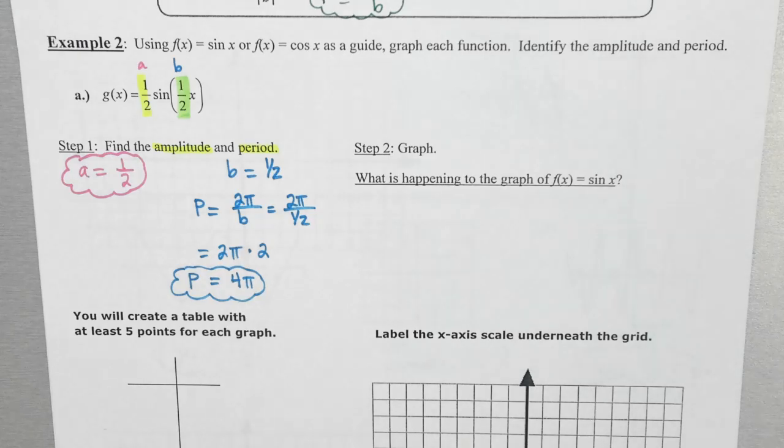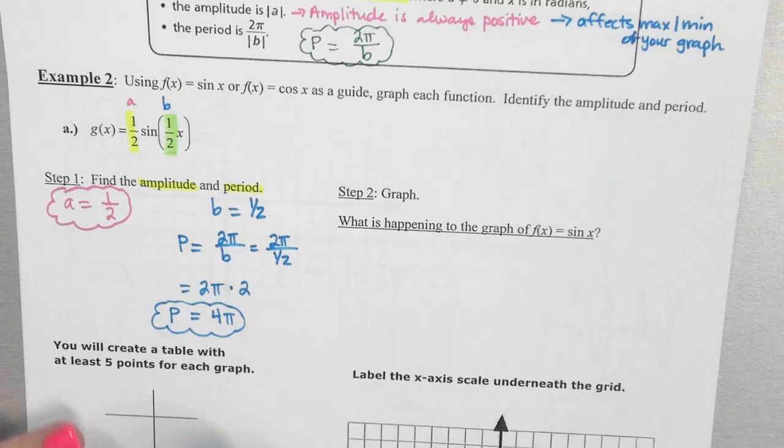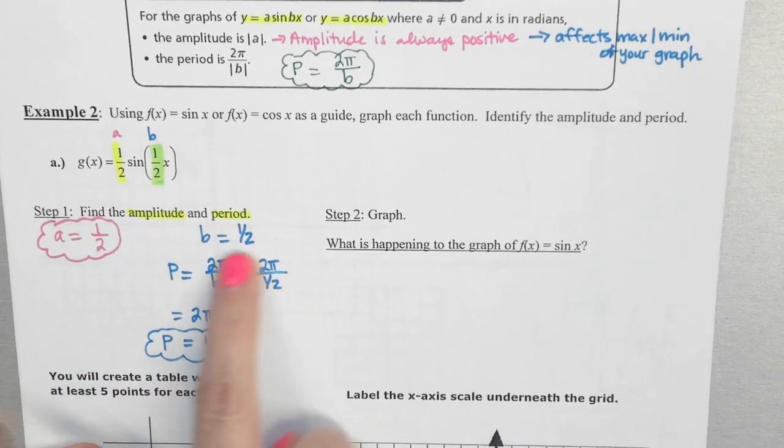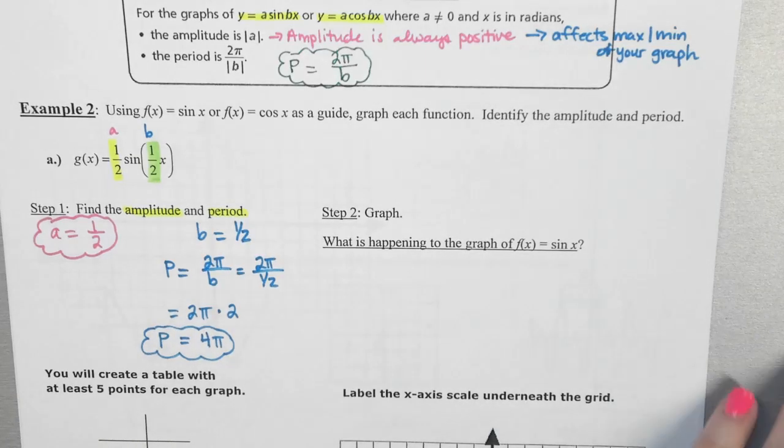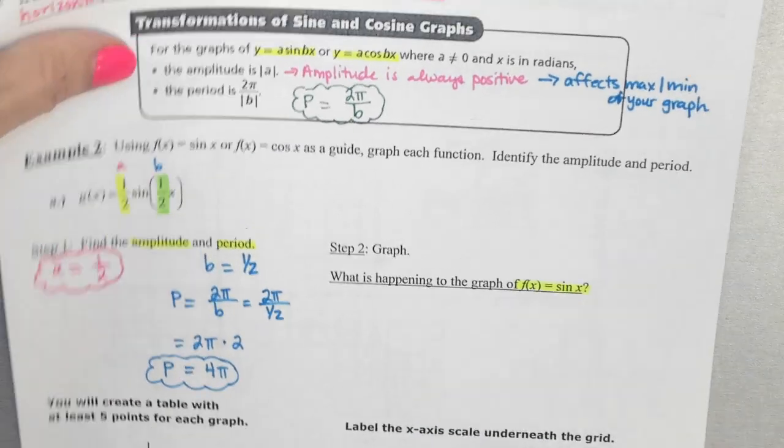All right, so yesterday we started talking about the patterns of sine and cosine, and we are looking at the graph of g of x equals 1/2 sine of 1/2 x. We found the amplitude, and then we found the period. We're going to talk about what is happening to the graph of the parent function. So let's look at that graph of the parent function real quick.